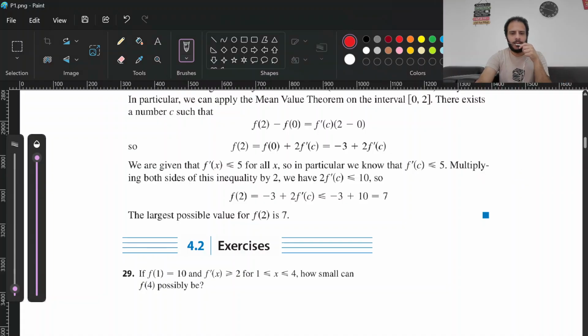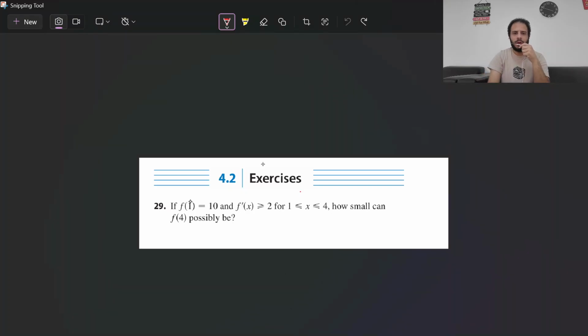So let's continue. Where is it? Yes, it's here. So if f of 1 equals 10 and f prime of x is greater than or equal to 2, for x greater than or equal to 1 and less than or equal to 4, how small can f of 4 possibly be? So we know that f is continuous on the open interval 1 to 4 because it's differentiable, right? Remember to write details, okay? Because f is differentiable. Here is the closed interval, okay? Remember that for the continuity we need closed, not open.